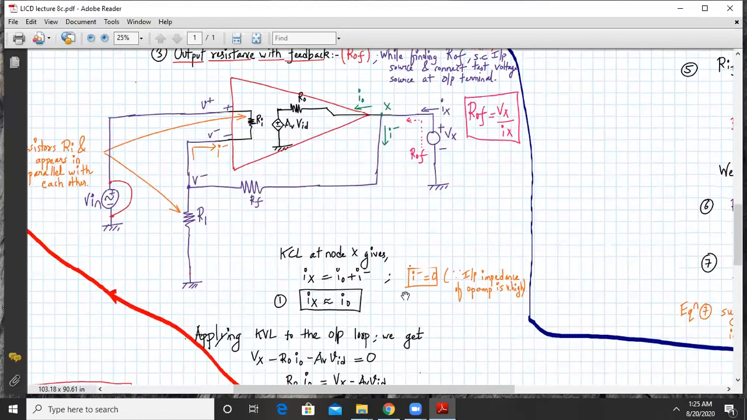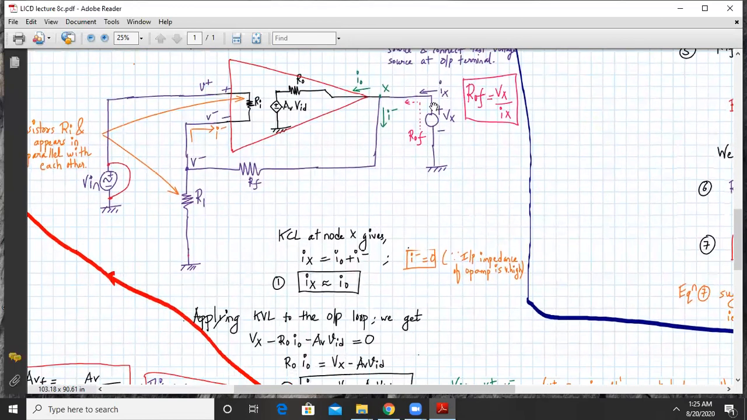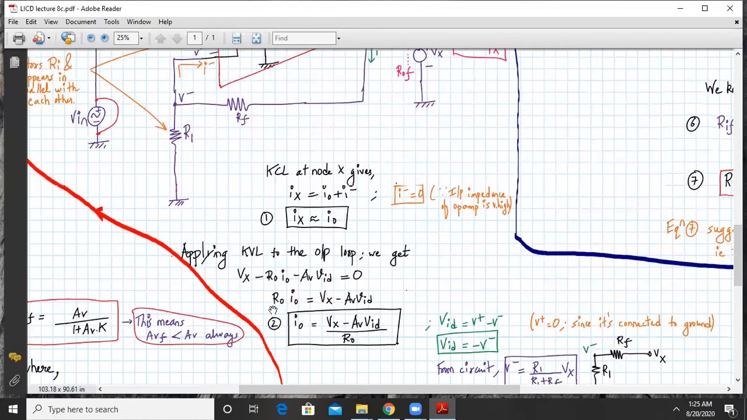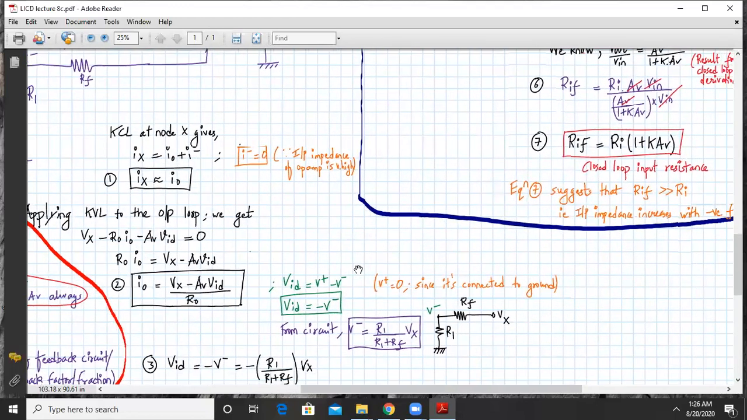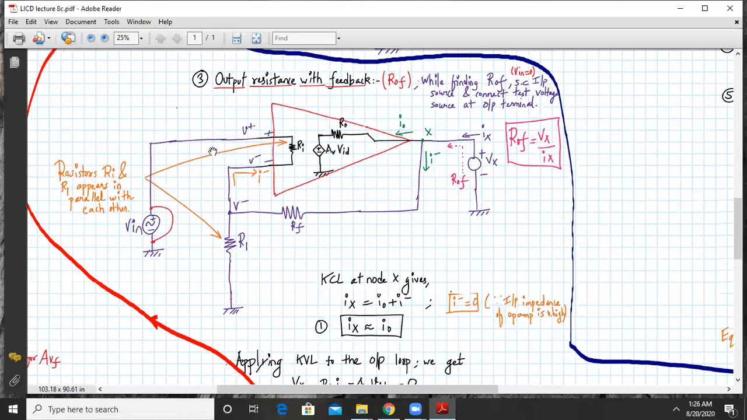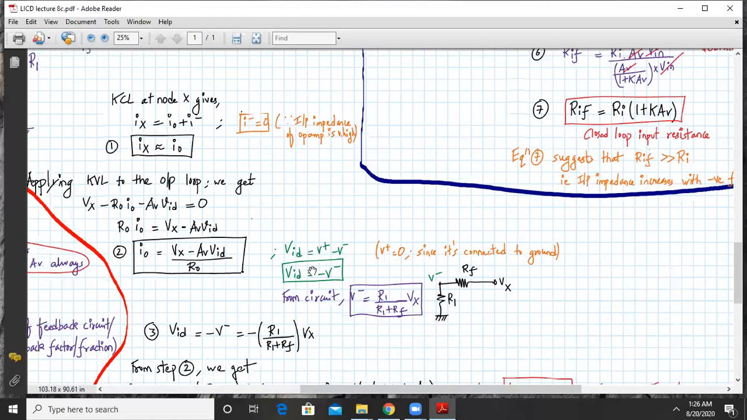Now we will apply the KVL to the output loop. What does the KVL say? Vx minus IO into RO minus AV times VID equal to 0. From here I will rearrange the terms so that IO and RO are on the left hand side, and the rest of the terms on the right hand side, which is Vx minus AV times VID. So finally I'll get the expression for IO as Vx minus AV times VID upon RO. Now, what is VID? VID is nothing but V plus minus V minus. Over here, we can say that V plus is actually connected to ground because Vin is shorted. So V plus is ground, and VID will be minus V minus.